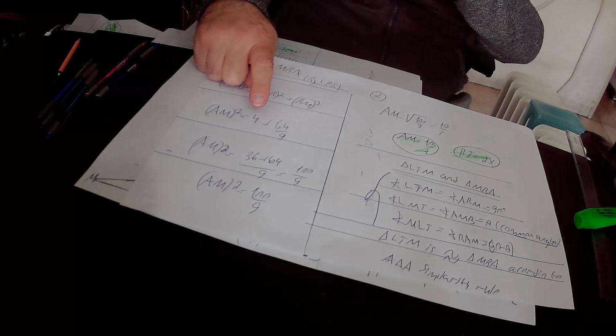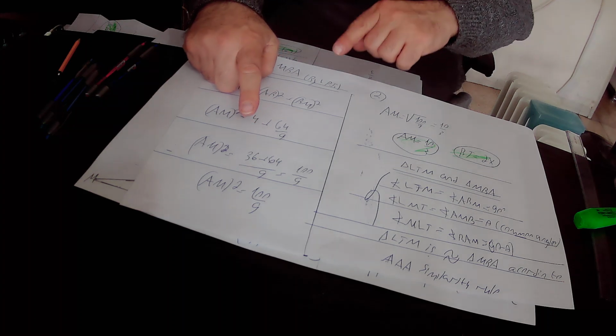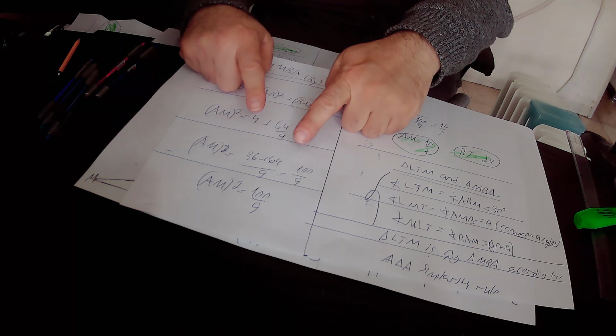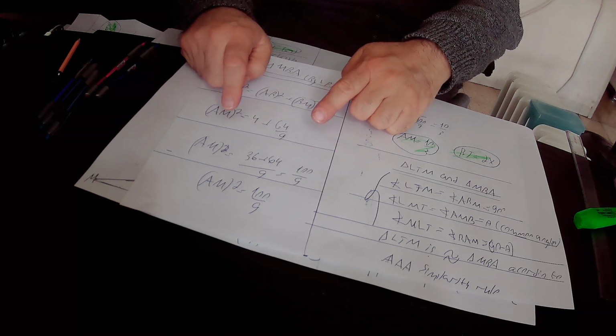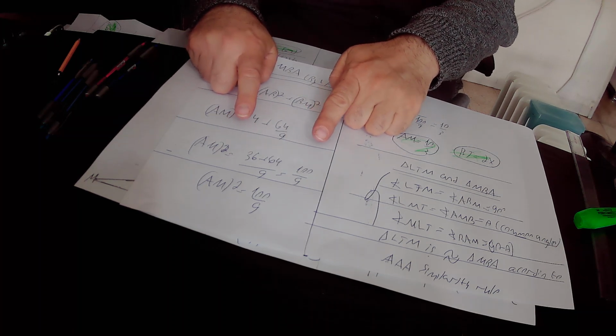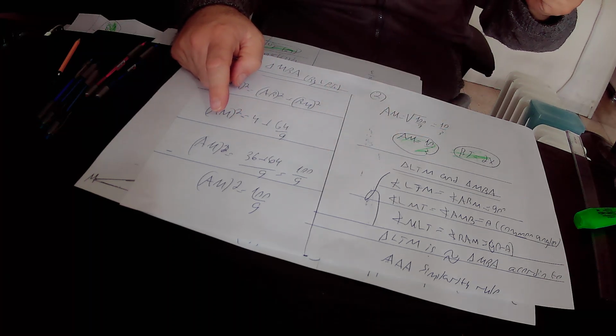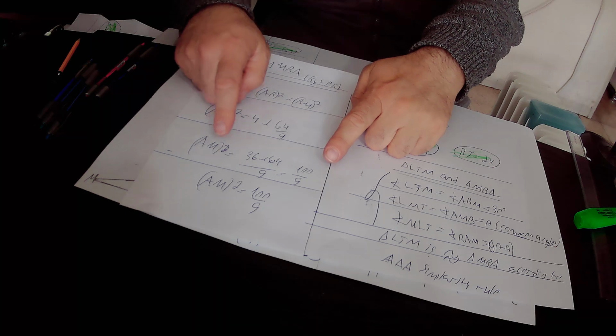9 times 4 is 36, so in total in the numerator of this expression we have 36 plus 64 divided by 9. 36 plus 64 is 100, and we have to divide it by 9. So in conclusion, we found out that AM square equals 100 over 9.